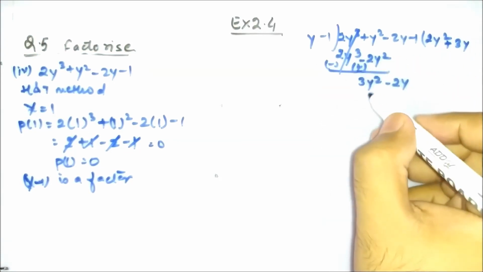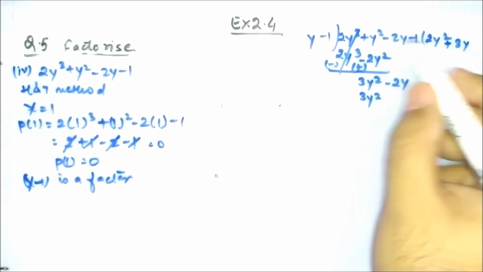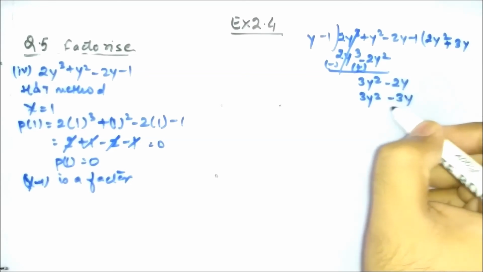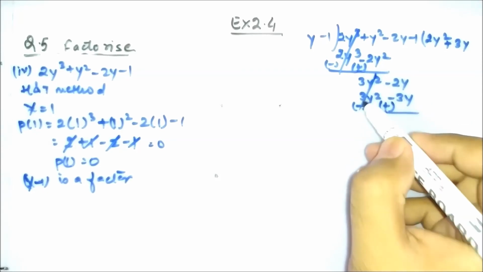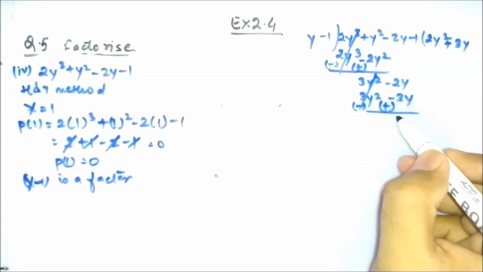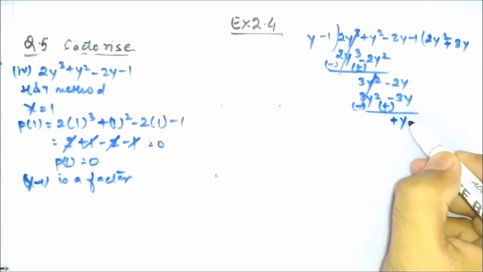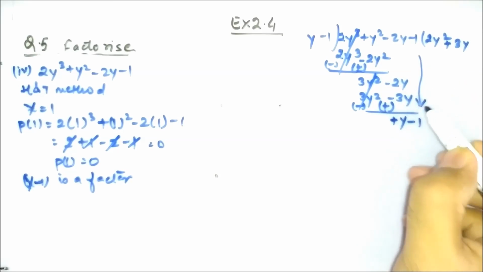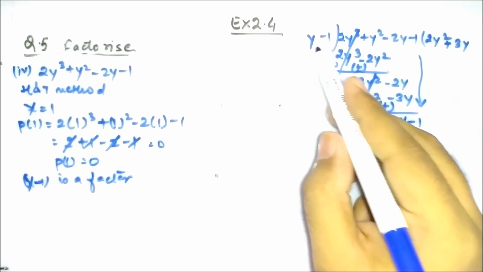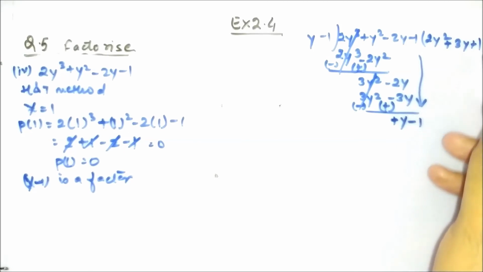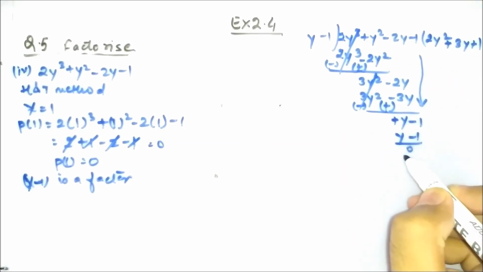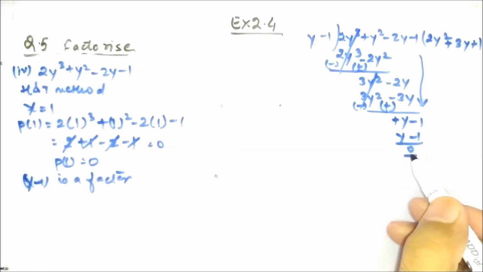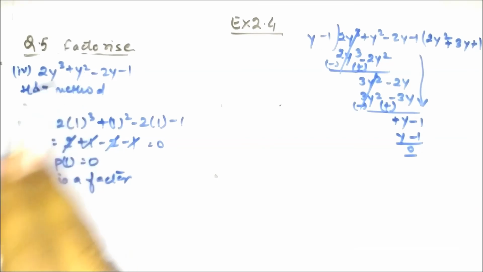So 3y into y gives us 3y square. 3y into minus 1 will be minus 3y. Now when you change the sign, this will be cancelled and minus 2y plus 3y will be plus y, and minus 1 will come down from here. So y here and y here are the first terms, so we'll divide by plus 1. So 1 into y is y, and 1 into minus 1 is minus 1. So remainder will be 0. Now we got the remainder as 0. Obviously we have to get it, because y minus 1 is a factor of this cubic polynomial.